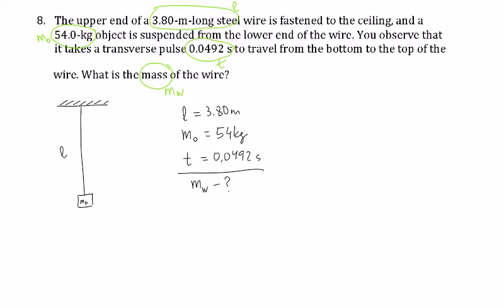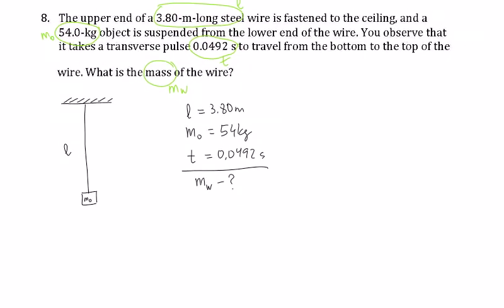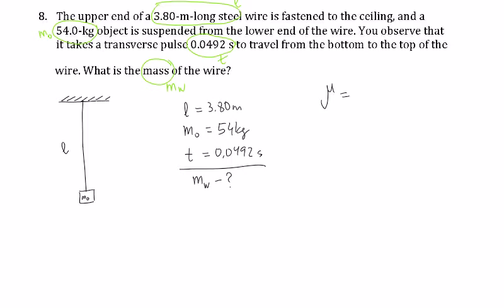So mass of the wire is kind of hidden in the linear mass density. If you may remember the definition of linear mass density, that's the mass of the wire over the length of the wire. But then linear mass density is in the velocity, in the speed of the pulse, which is square root of force of tension divided by the mu. So if I can find the mu, then I can find the mass of the wire from the top expression. So my goal is now to find the mu.